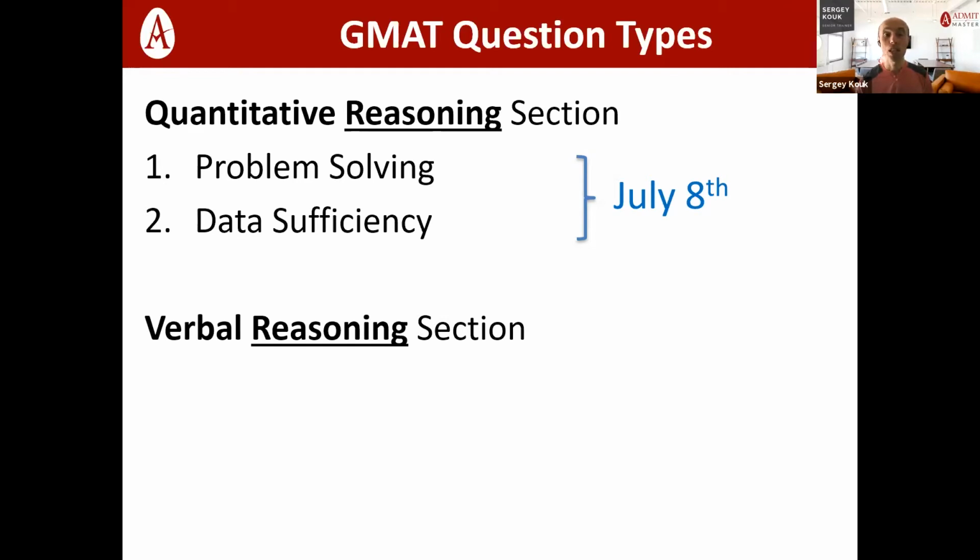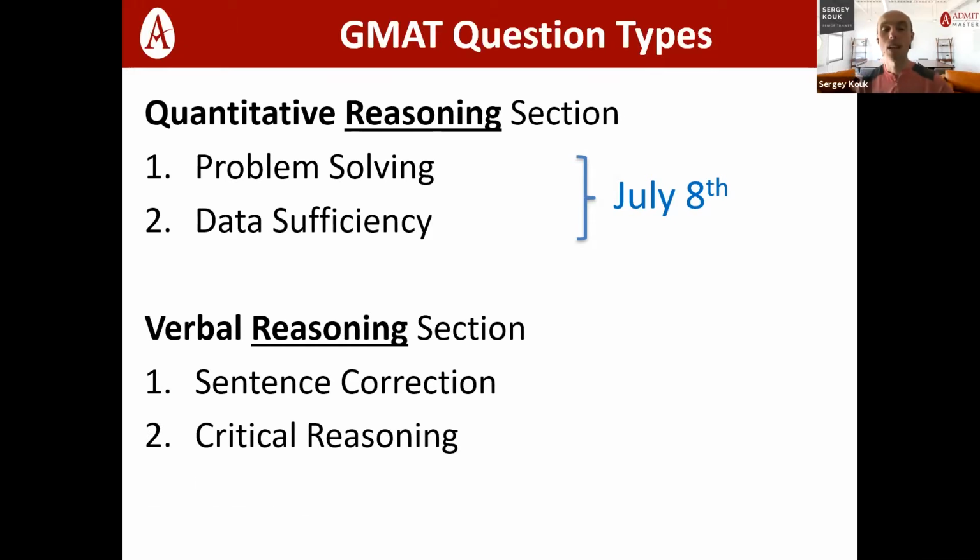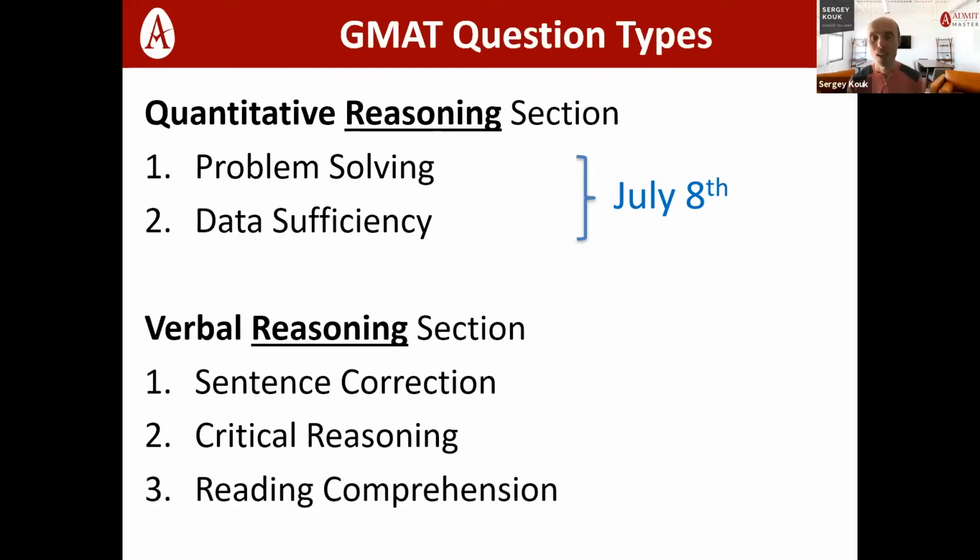Now, the verbal reasoning section actually consists of 3 types of questions: sentence correction, critical reasoning, and reading comprehension. And the next class on this section is actually going to be on June 17th.